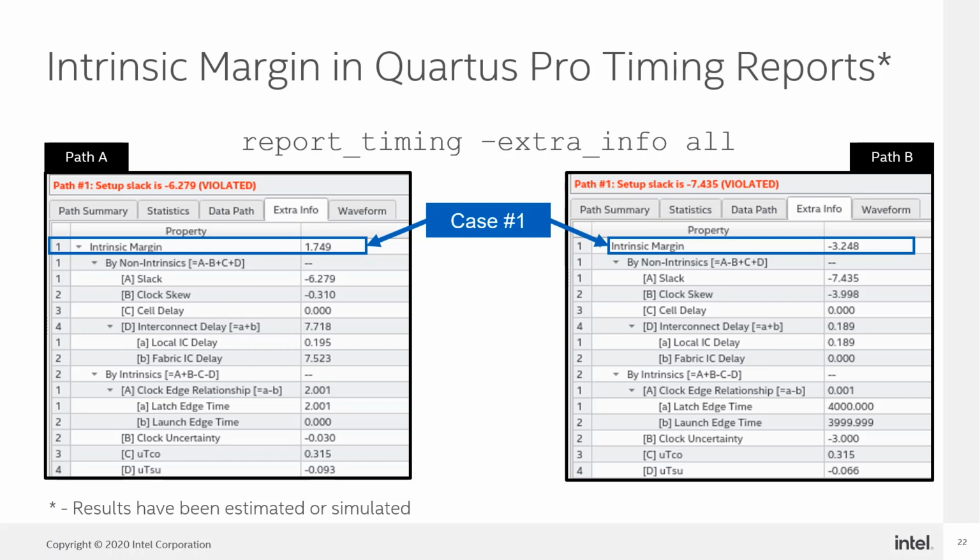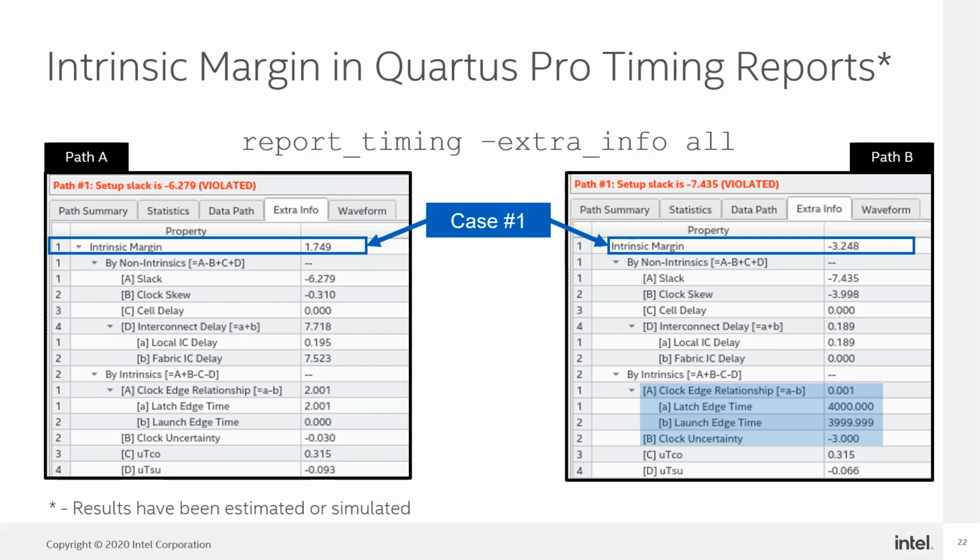For case number 1, we can see right away that path B has a negative intrinsic margin. So without even looking at all the other components, we know that the path is failing by construction. Looking down at the by intrinsic section, we can see, wow, there's a 3 nanosecond clock uncertainty here, and the clock edge relationship leaves only 1 picosecond between the latch and launch clock edges. We don't have to worry about the non-intrinsic components necessarily because path B's SDC constraints are already enough to cause it to fail setup. On the other hand, path A's intrinsic margin is pretty positive, so we need to drill deeper.